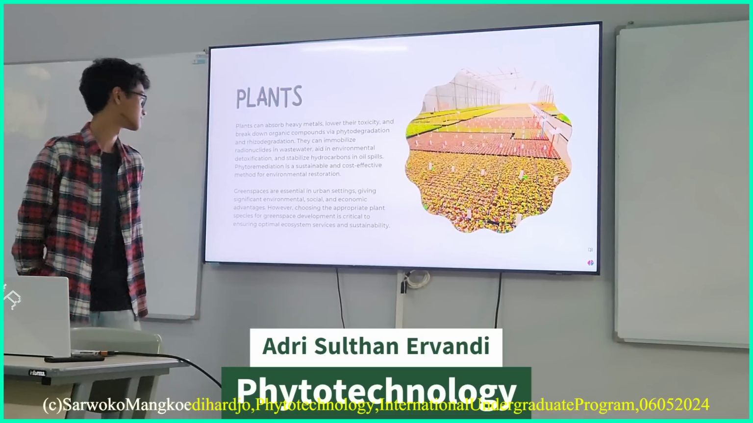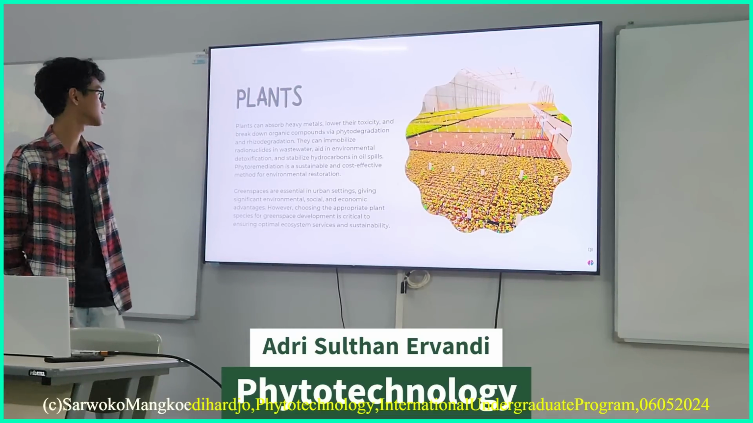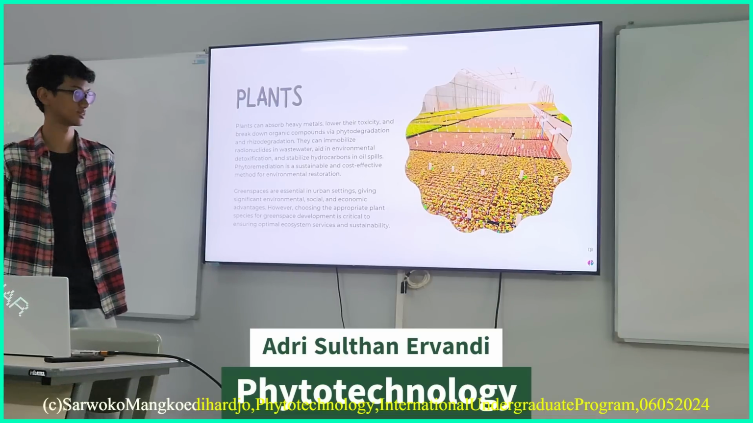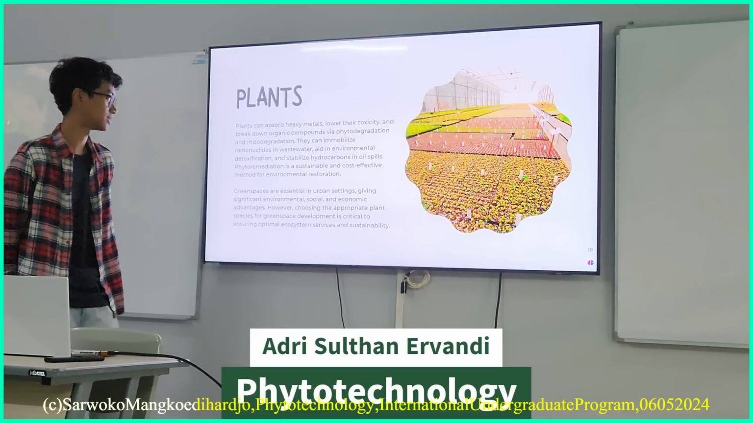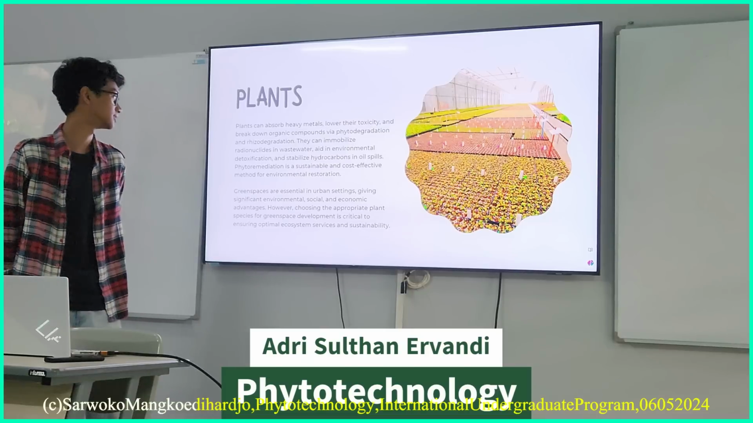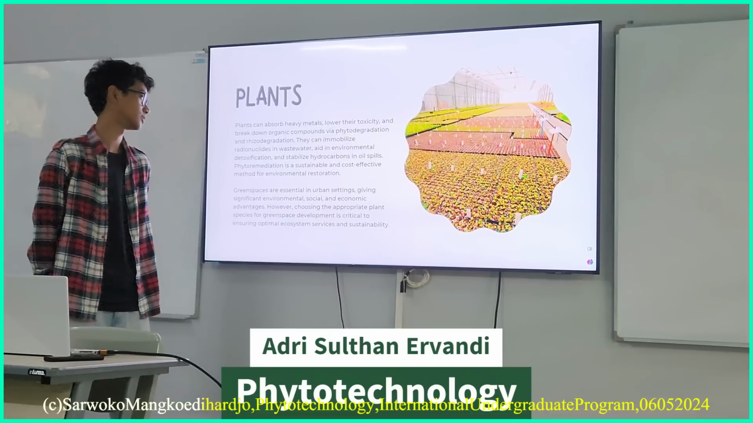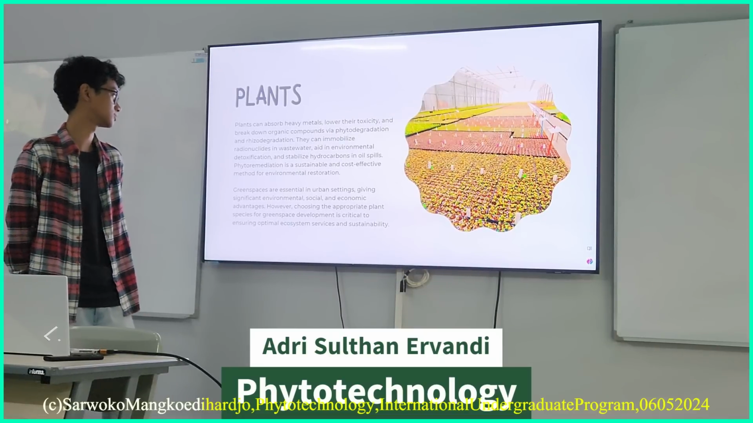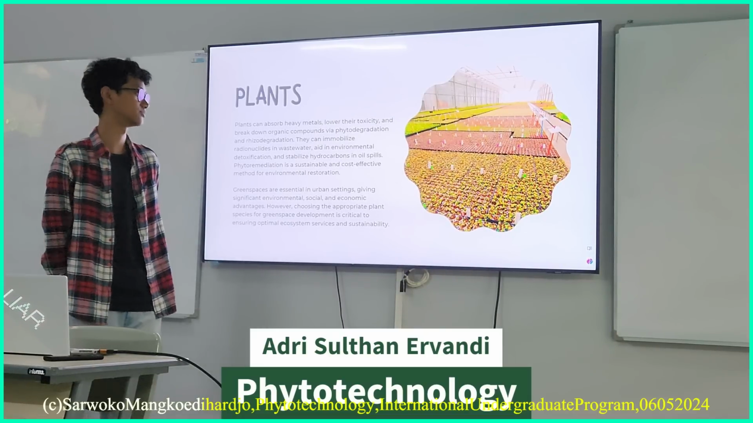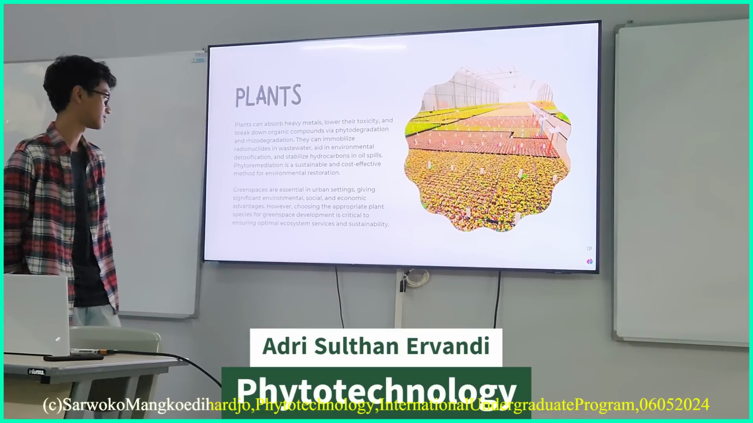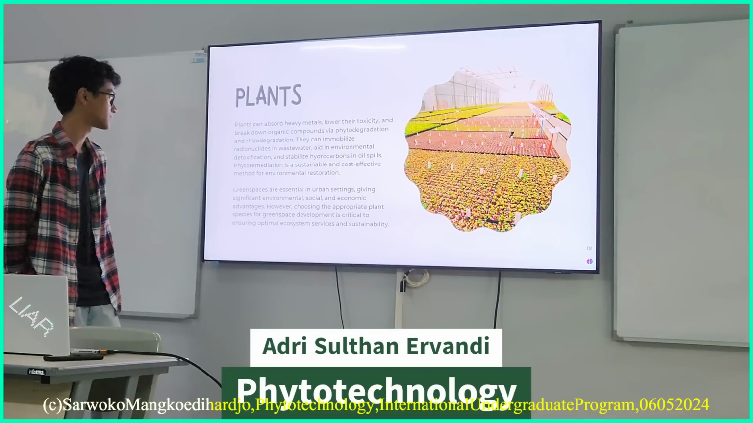Next, plants. So the characteristics of plants are they can absorb heavy metals, lower their toxicity, and break down organic compounds via photodegradation and laser degradation. They can immobilize radionuclides in wastewater, aid in environmental detoxification, and stabilize hydrocarbons in oil spills. Phytoremediation is a sustainable and cost-effective method for environmental restoration.